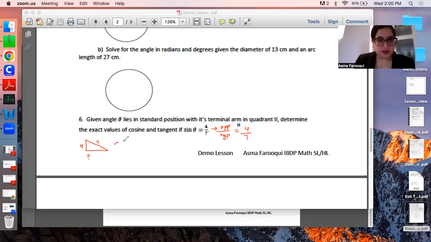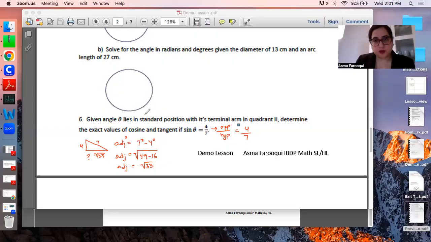So adjacent side using Pythagoras theorem will be 7 square minus 4 square. Adjacent square this is, which should give us under root 49 minus 16. So my adjacent value here comes to 33, root of 33. So this is why we need this.